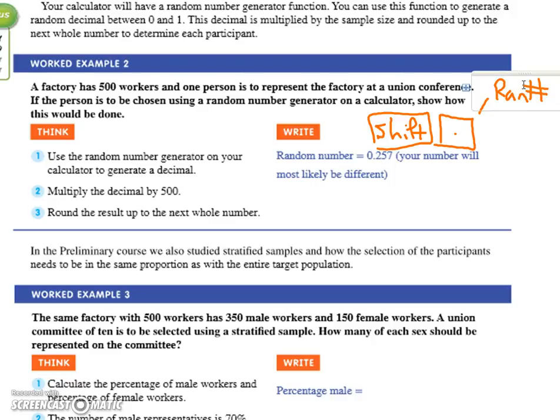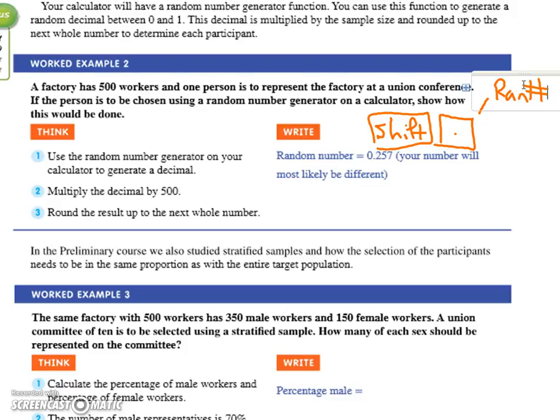Anyway, can we please? So, do your random number generation, Kirby. Okay. Now, everyone's going to have a different one. Guys, everyone's going to have a different random number. The factory has 500 workers. So what do we do after we've generated a random number? Levi, what do we do? We've just generated our random number. What do we do next? Multiply whatever your random number was by 500. There are 500 factory workers and we only want one.